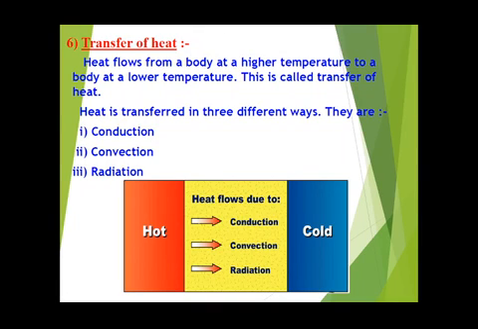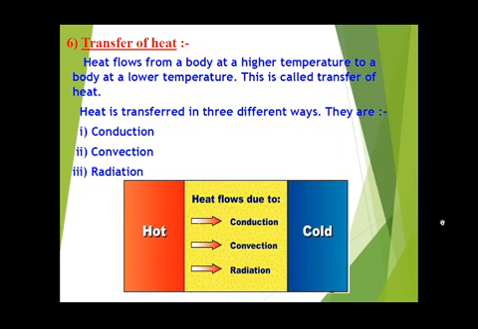Now there are certain modes of transfer of heat. As we all know, heat flows from a body at a higher temperature to a body at a lower temperature, and this flow of heat from the region of higher temperature to the region of lower temperature is termed transfer of heat. Now this transfer of heat is carried out in three different ways. They are conduction, convection and radiation.